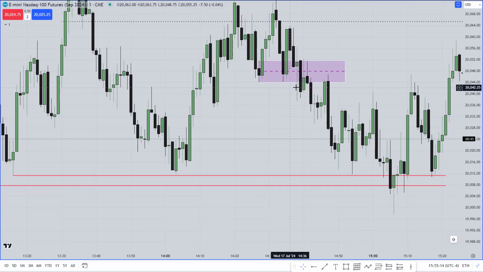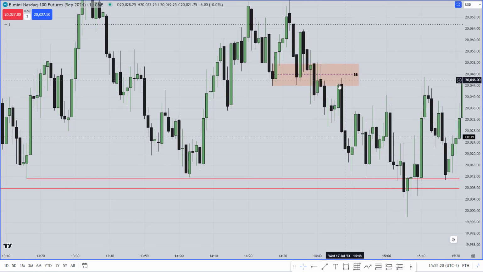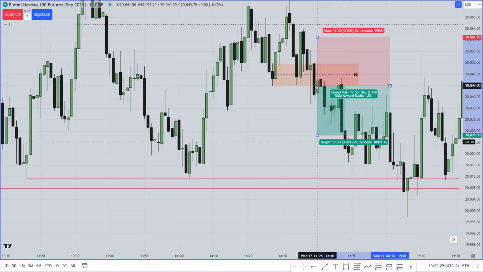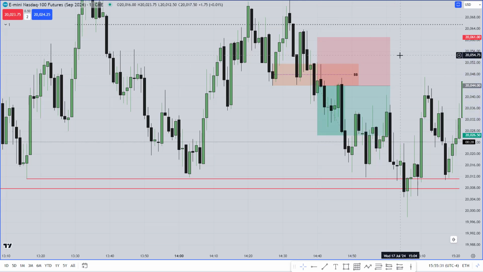When the breaker block got validated, when this candle has closed below this low, this breaker block got validated. After that, you should take your entry to that breaker block over there. Around that area, you should take your entry to that specific bull candle. Now, where should you put your stop loss?